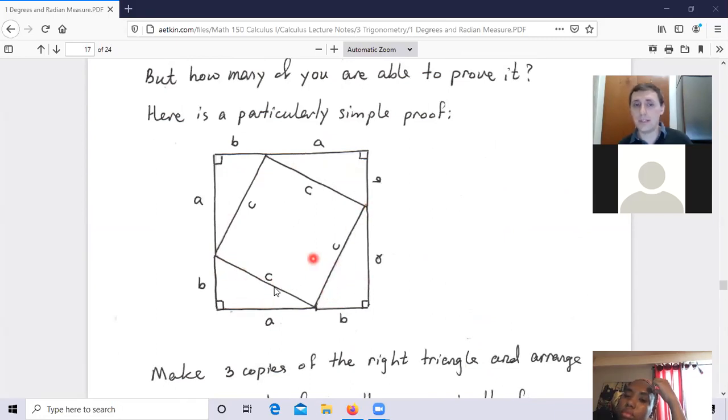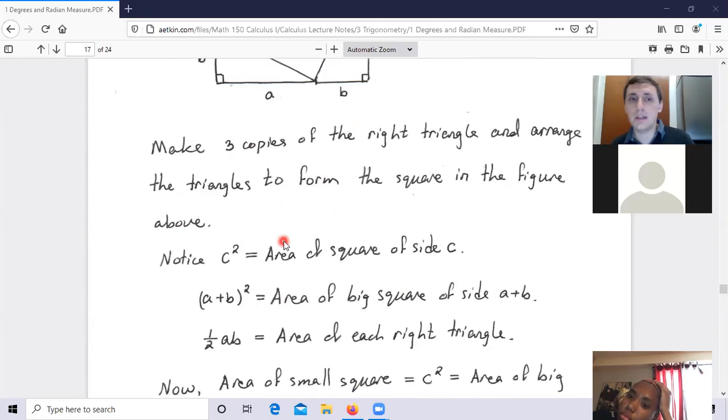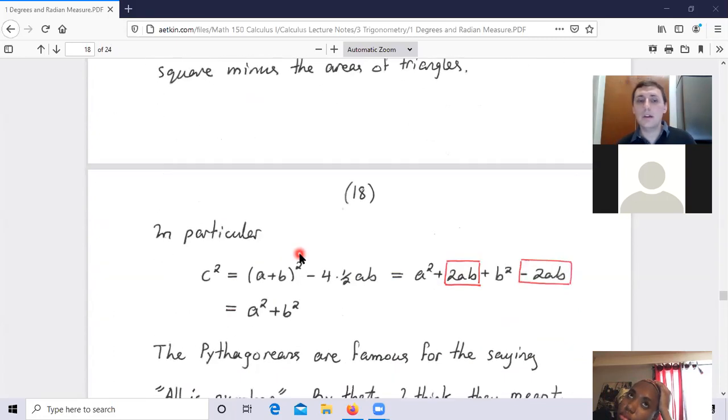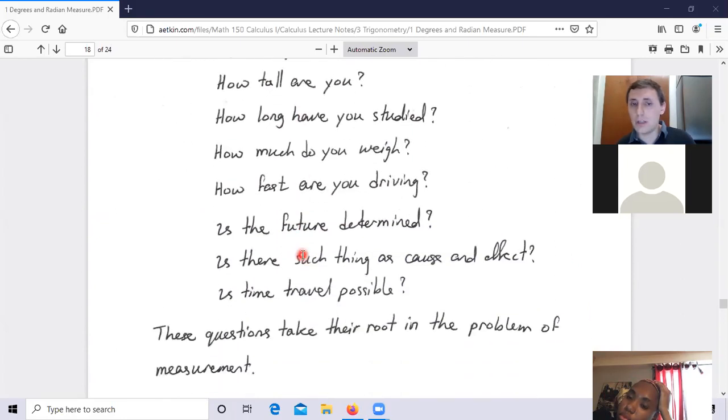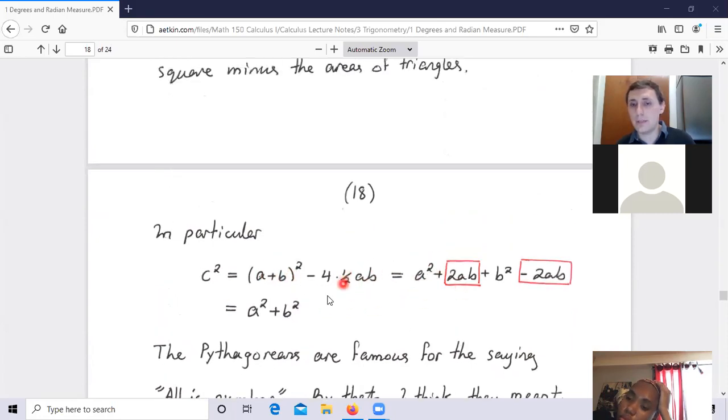If you remember forming the structure, now you see the area of the small square is equal to the area of the big square minus the areas of the triangles. And I know how to calculate areas of triangles, right? This triangle has area b times a times 1/2. And there are 4 of them. So together the combined area is 2ab. And if I have a plus b squared, it has the 2ab, and I subtract the 2ab and I get a squared plus b squared. Proof complete. You're welcome.